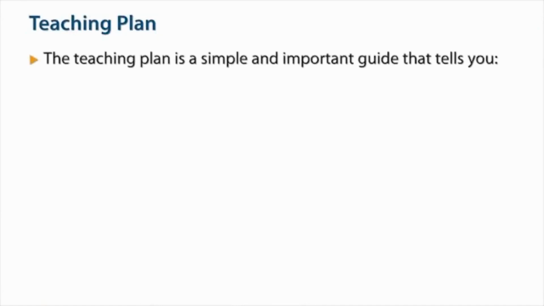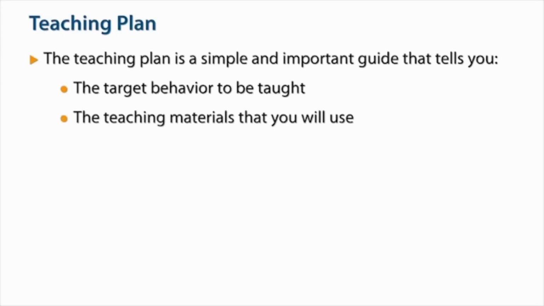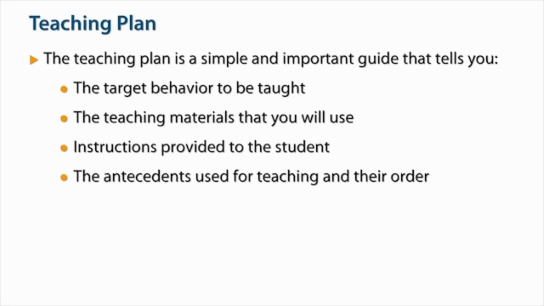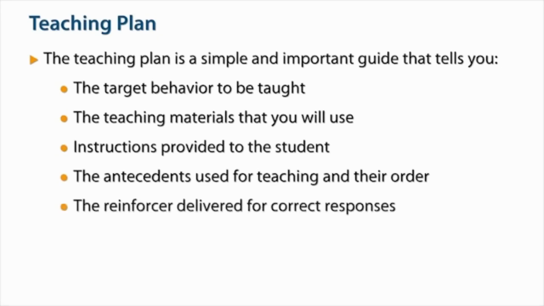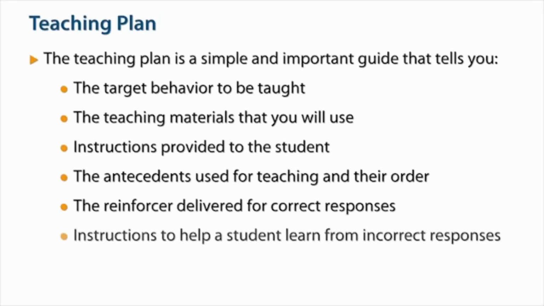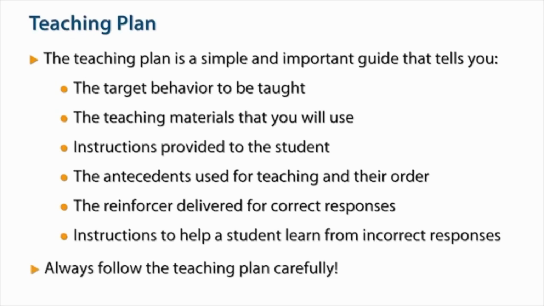This plan is a simple but important guide that's going to lay out the following: the target behavior that you'll be teaching, the materials you'll use, the instructions that you'll provide to your student, the order of the antecedents you'll use for each trial, the reinforcer to be delivered following each correct response by the student, and any special instructions on what to do if the child makes an incorrect response. It's important that you follow this plan to the letter. That is an important part of your job, and it's critical to the scientific way that ABA-based treatment and teaching procedures operate. Now, let me give you a very important tip.